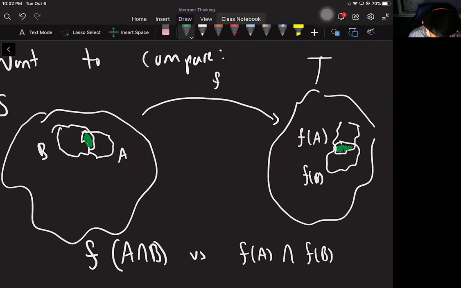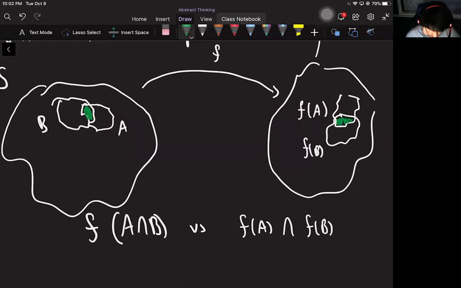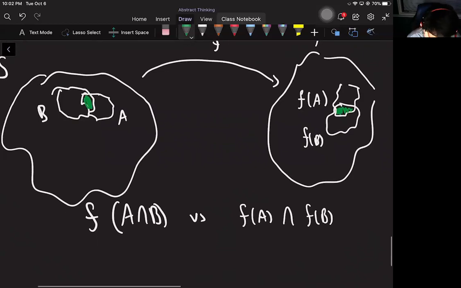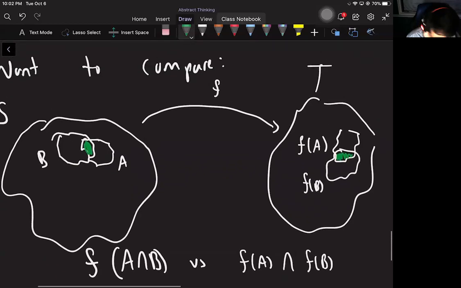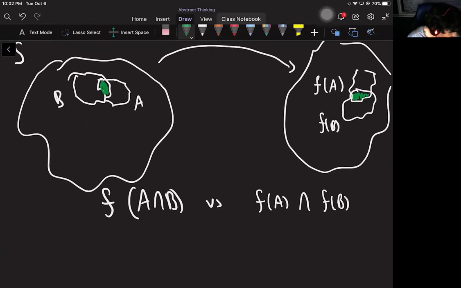And so are they the same? Is that the same thing? That's a good question to ask. And then you can ask the same thing about unions. And you can ask the same thing about going backwards with the pre-image instead of the image. So that's the stuff we want to answer.